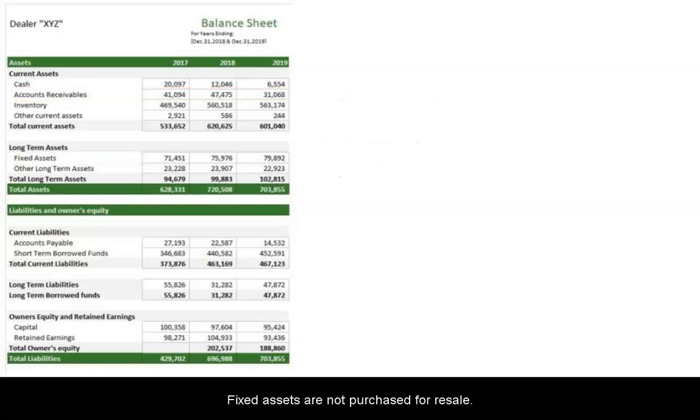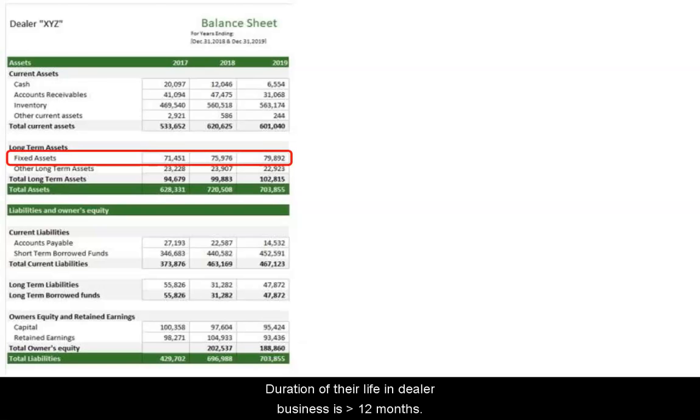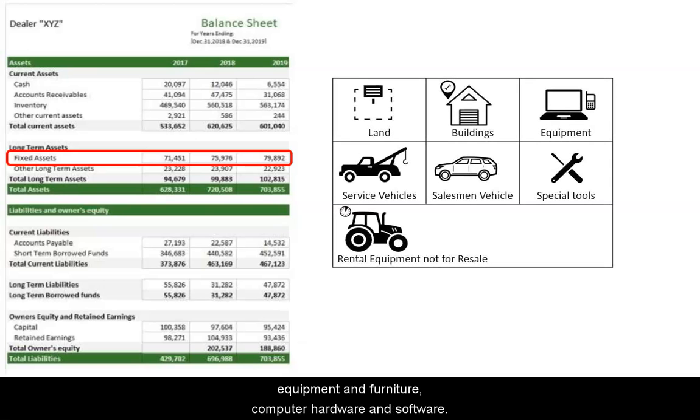Fixed assets. Fixed assets are not purchased for resale. The duration of their life in the dealer business is more than 12 months. Following are fixed assets that usually can be found in the dealer balance sheet: land and buildings, equipment and furniture, computer hardware and software, vehicles, equipment for rent, not for resale.